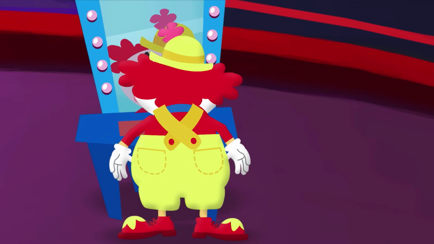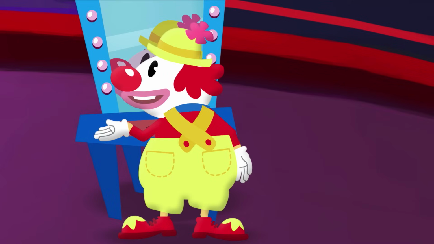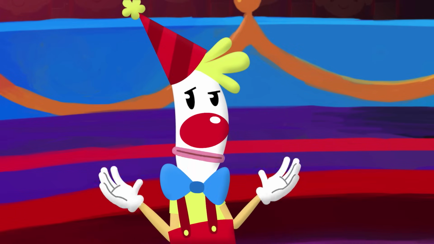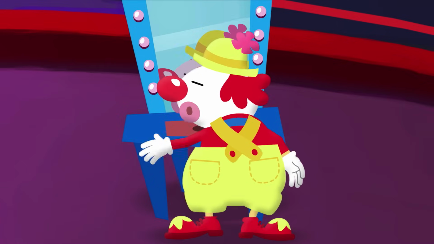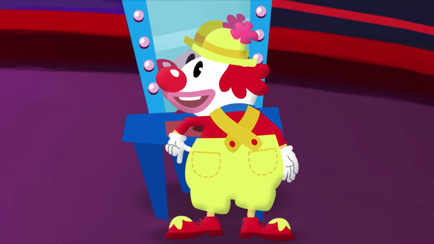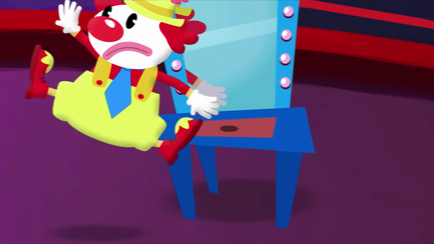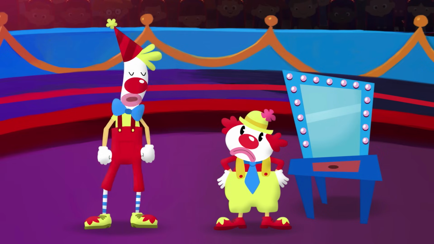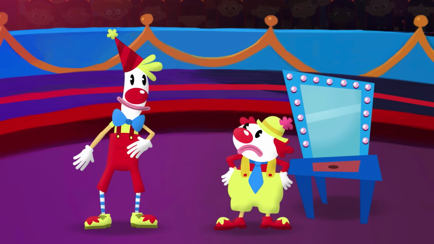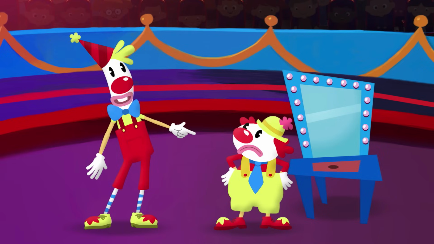Well, since I'm usually happy, maybe I'll try making a sad face with my makeup. How do you make a sad face? You turn your smile upside down. You make it into a frown. Like this. Oh, yeah, I see. You do look like a sad clown now.